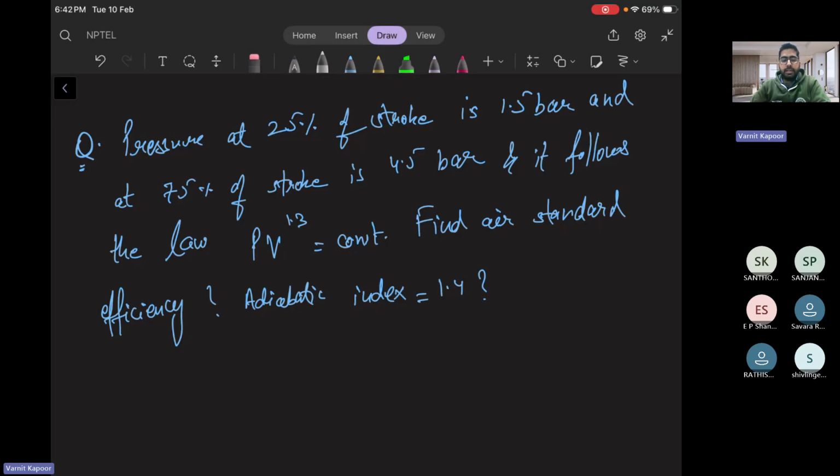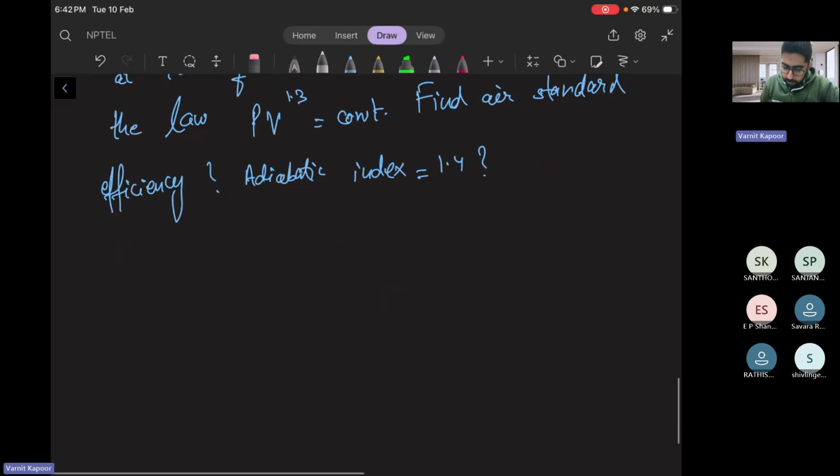And we need to find the air standard efficiency. From this we get to know that it's not going to be an Otto cycle, because in the Otto cycle the compression is isentropic, but for another cycle it is a polytropic compression. Okay, so let us solve. Let us make an axis.